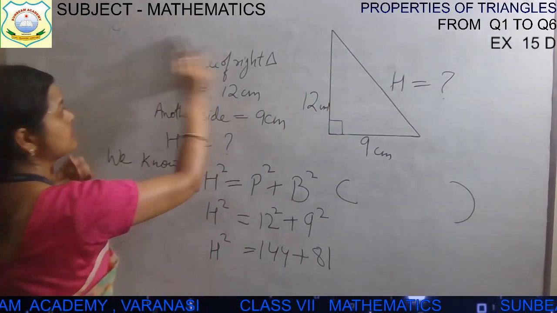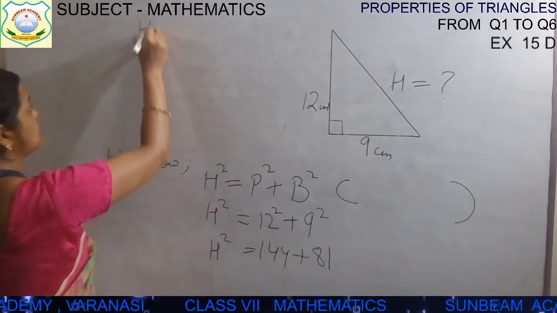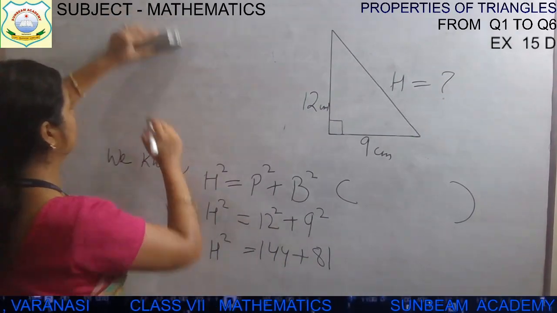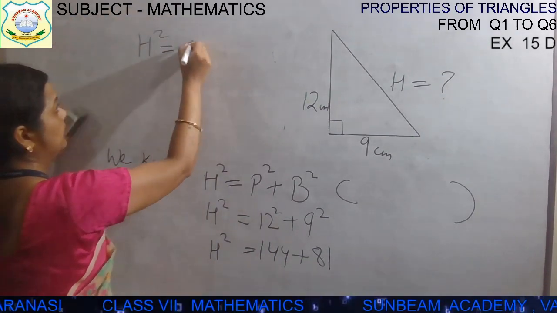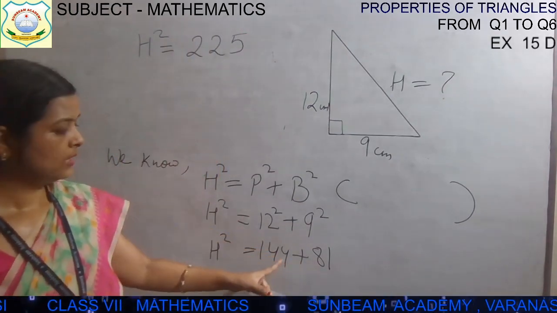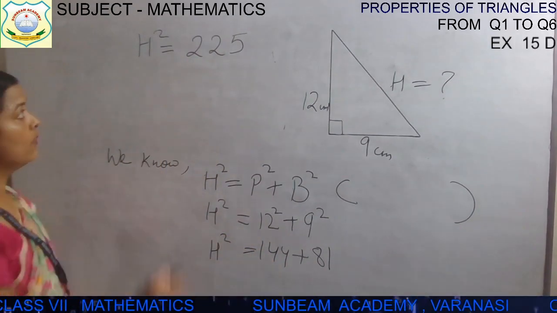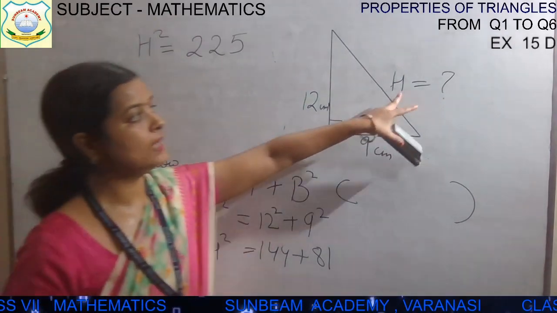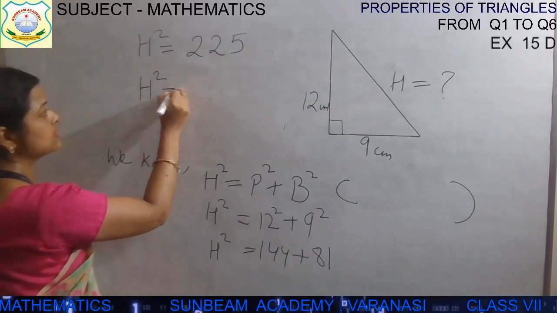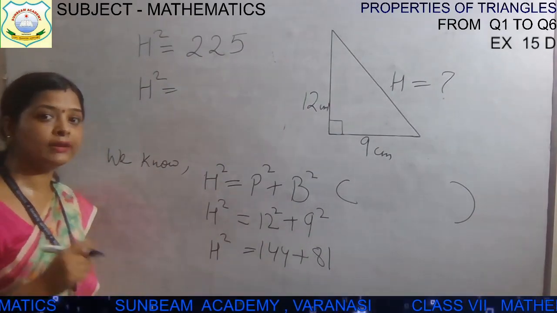Now the next step. Let me erase this. Now hypotenuse square is equal to 144 plus 81. When you add them, children, then you will have 225. Just add them. 4 plus 1 is 5 and 8 plus 4 is 12, that is 2, and 1, 225. Now we need only h. We need only hypotenuse, not h square. So for that, either convert this 225 into square terms. Let's find out whether 225 is a square of any number or not.